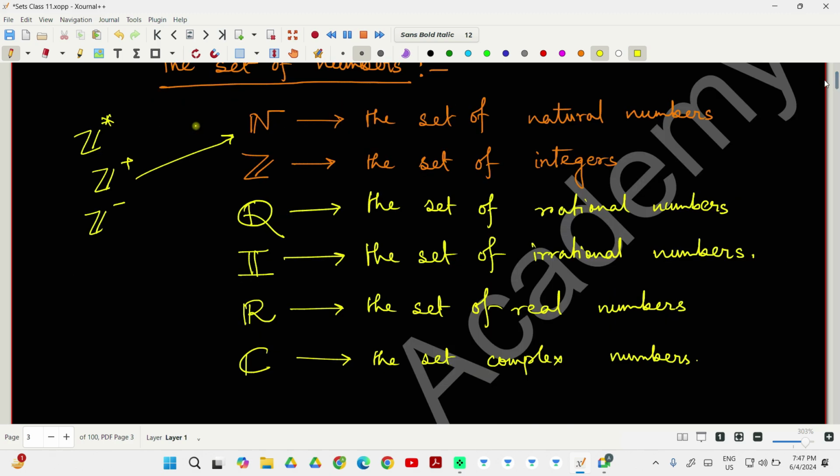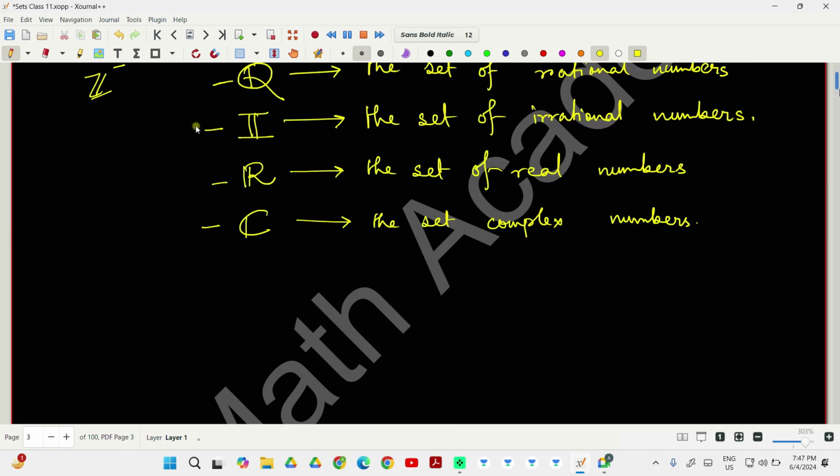Okay, these three notations are also applicable for Q, R, C. This is not applicable for N, because the set of natural numbers is positive and does not contain zero. So these three notations are invalid for the natural numbers. They are valid for the other five sets.